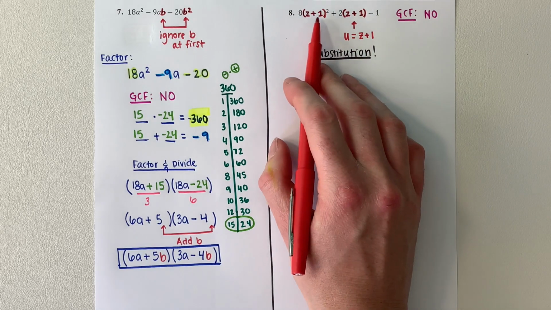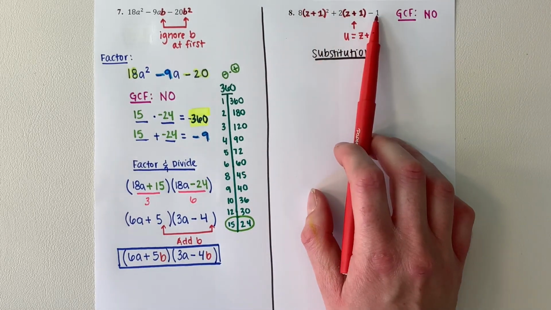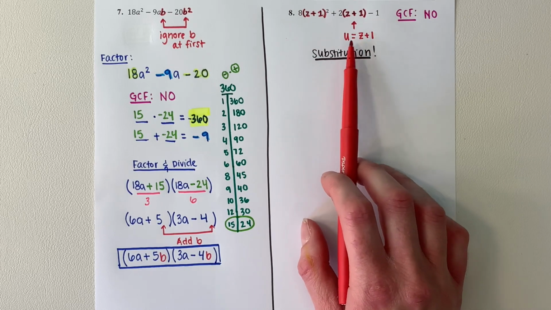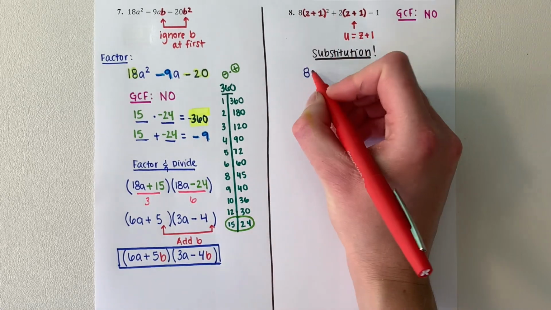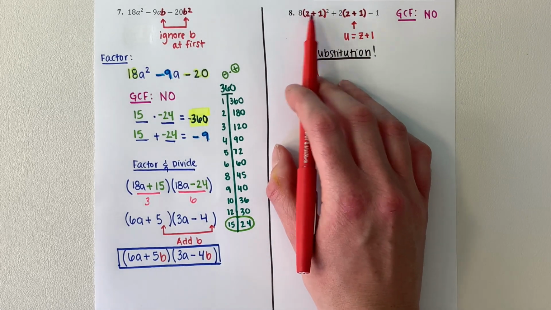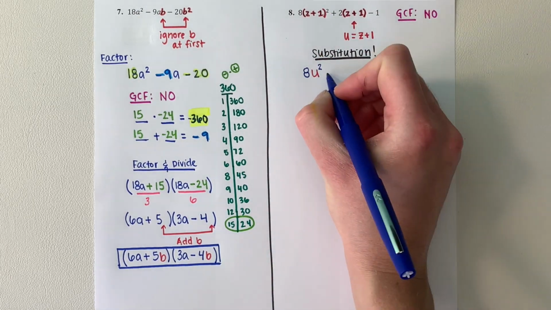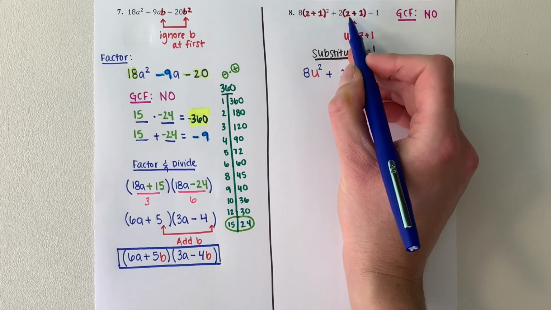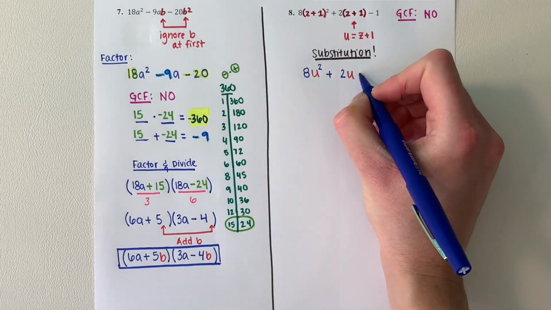Notice that quantity also appears here as well. Now we want to rewrite this original problem, but wherever we see z plus 1, we're going to replace it with u. We'll start with 8. Then we'll replace this z plus 1 with u. So this quantity needs to be squared, so we need to square the u. Then we'll write plus 2. Then we're replacing z plus 1 with u. And then we'll write minus 1.